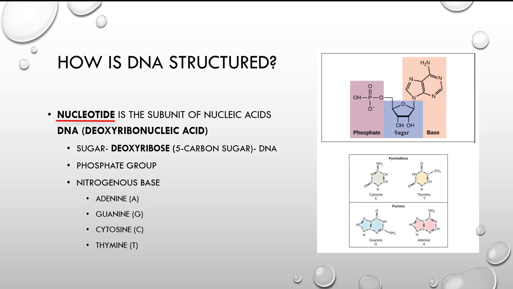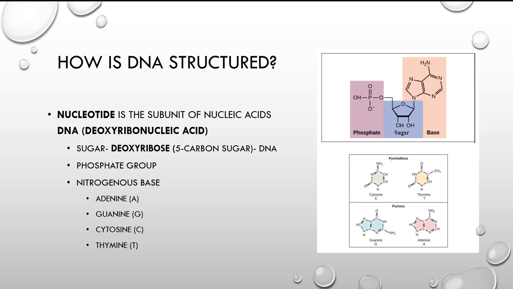The nucleotide is the subunit or monomer of the nucleic acids. If we're talking about just strictly DNA, the nucleotide of DNA is made up of 3 parts. We have a sugar, a phosphate group, and a nitrogenous base. And if we want to get a little ahead of ourselves, RNA also is made of a sugar, phosphate, and nitrogenous base.